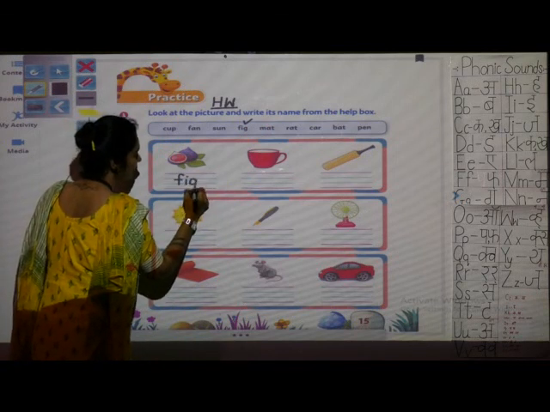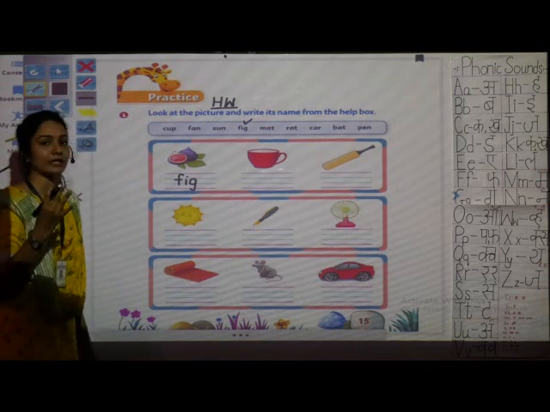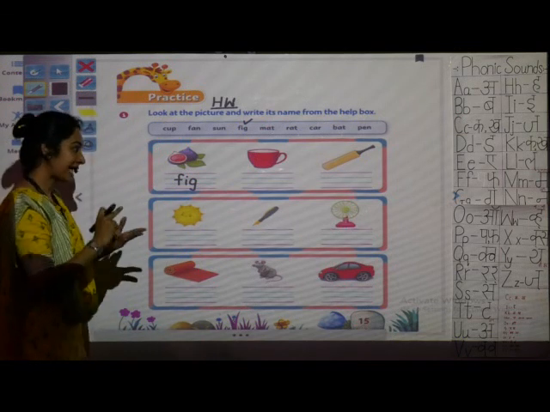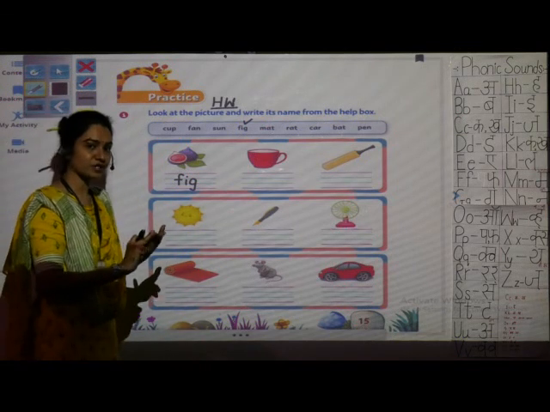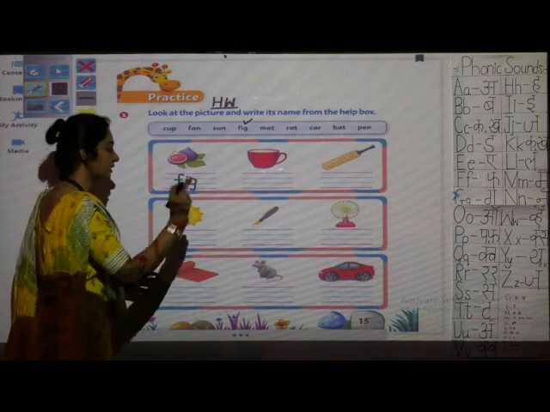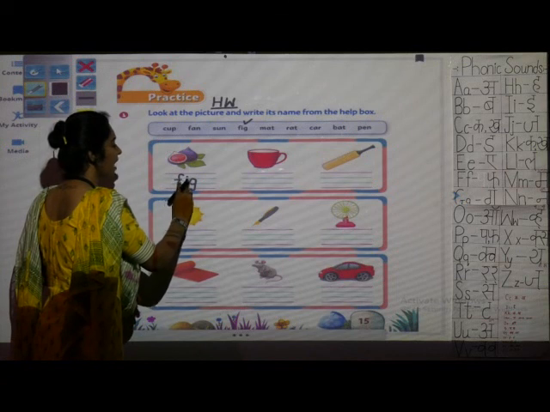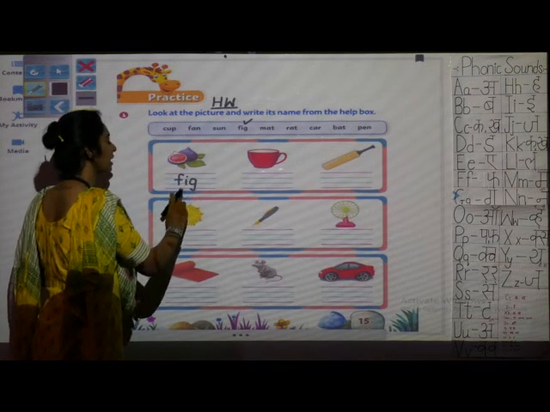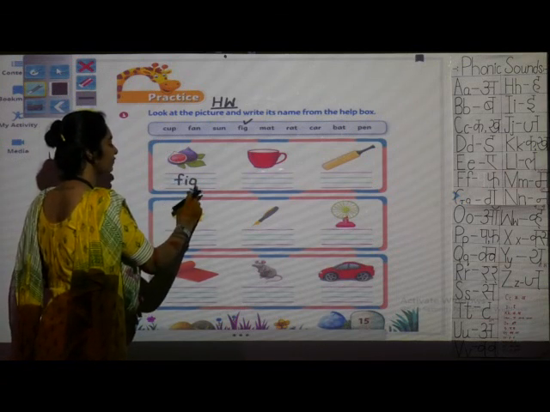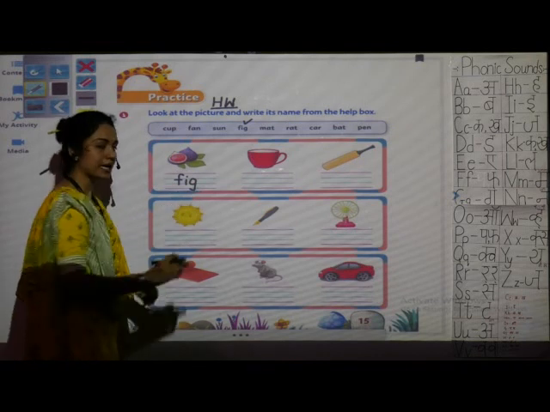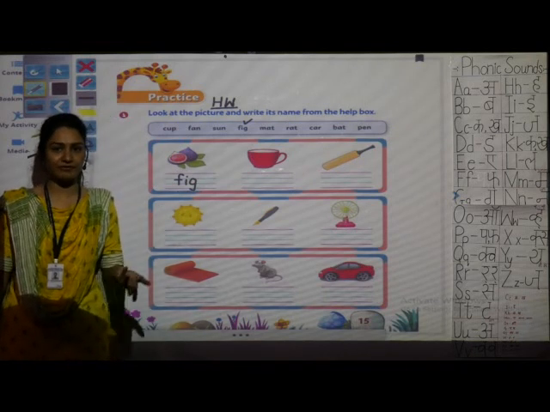F-I-G, fig. You have to say 3 to 4 times. F-I-G, fig. Or else you can put your finger, first of all, while writing, write F-I-G. Say and write. And again you have to read F-I-G, fig. Okay. Like this you have to say 4 to 5 times.